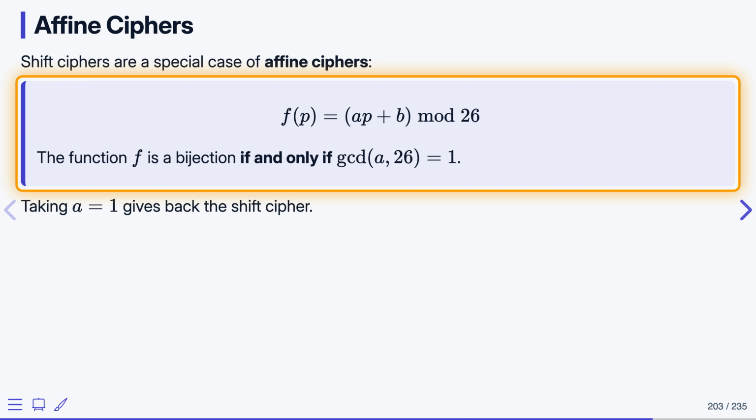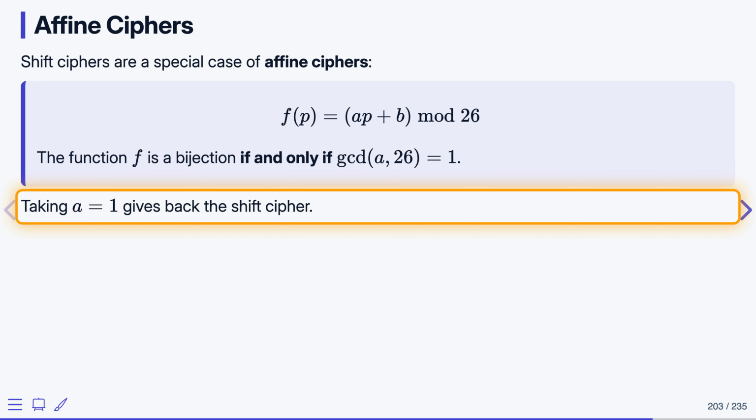That happens exactly when the greatest common divisor of a and 26 is 1. Take a equal to 1, and you get back the shift cipher. So this really is a generalization.